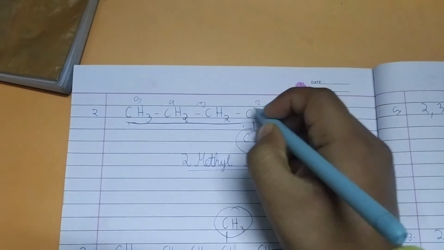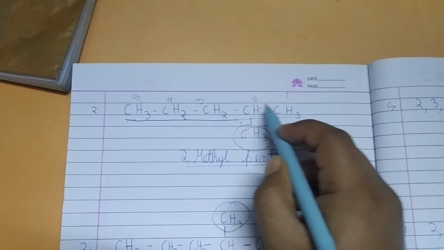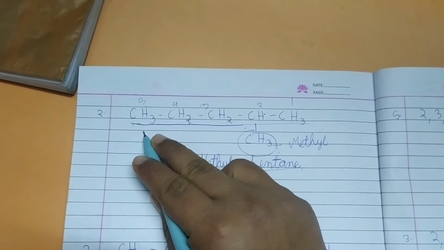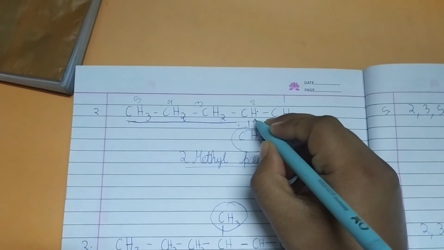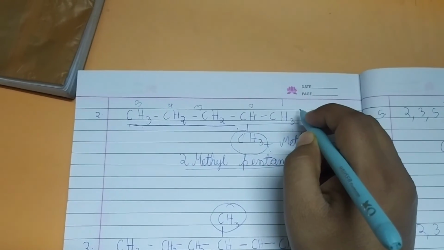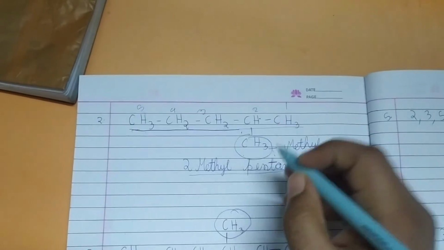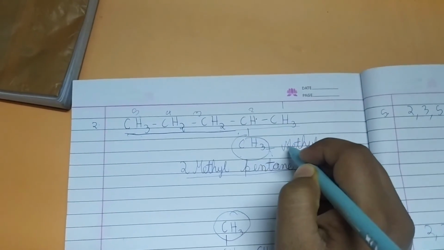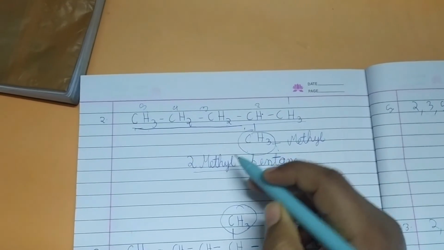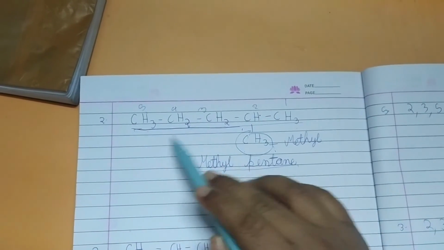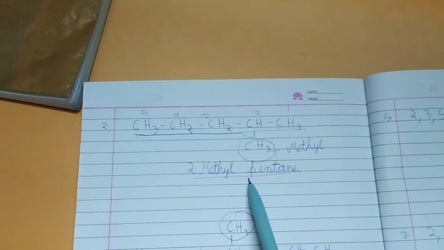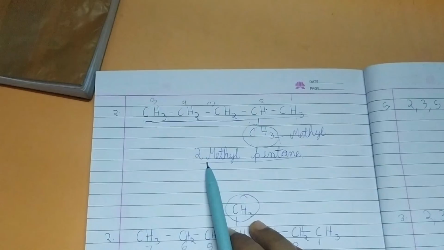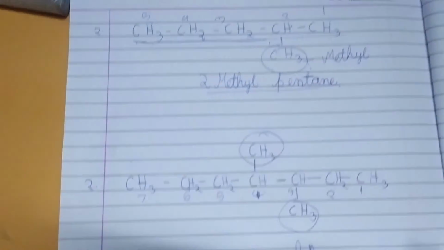So we are going to start numbering from this side, because when we number it from here to here, the locant number comes as 2, but when we number it from here, the locant number will be 4. Hence we number from right to left in this case. So 2 is the locant number, and the substituent group at the locant is methyl, so 2 methyl, and 5 carbon molecules are present, so pentane, because it is saturated, so we write ane. So the final IUPAC name is 2-methylpentane.